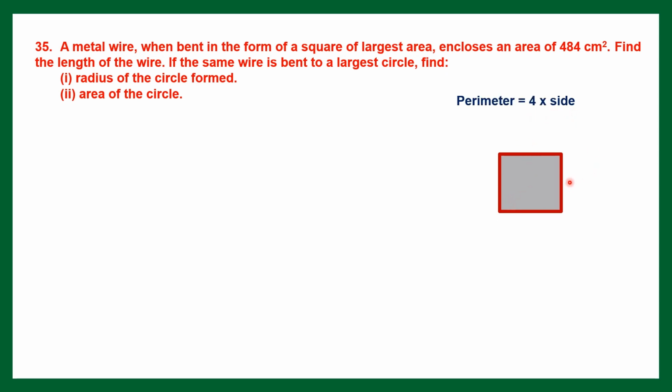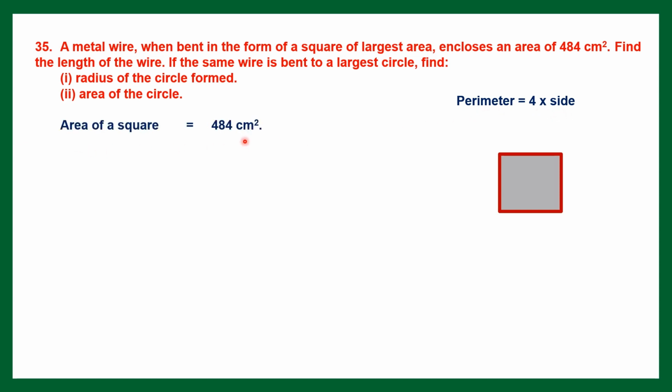So if we have to find the perimeter, we need to know the side, isn't it? We need to know the value for the side. But as you can see, the value for the side is not given. So let's use area, the formula for area. Let's use this area and find the side. Once we find the side, we can use this formula and find the perimeter. So let's begin with what we are given.